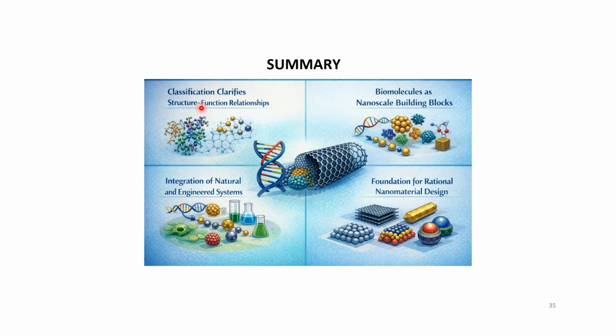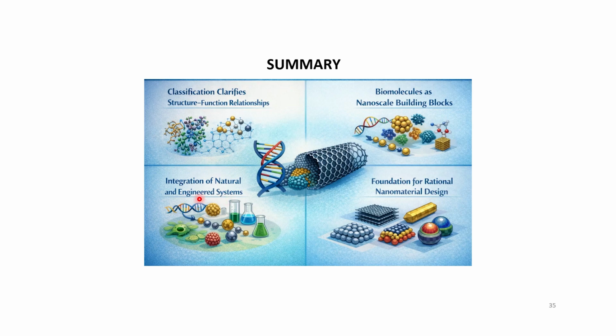Summary. So, summarizing, classification basically clarifies the structure function relationship. You know, the function of a nanomaterial directly depends on its structure. So, it is important to know the structure of a nanomaterial. If you want to create something of a specific function, you need to know the structure of that thing, because these are entirely correlated. Then biomolecules as nanoscale building blocks.